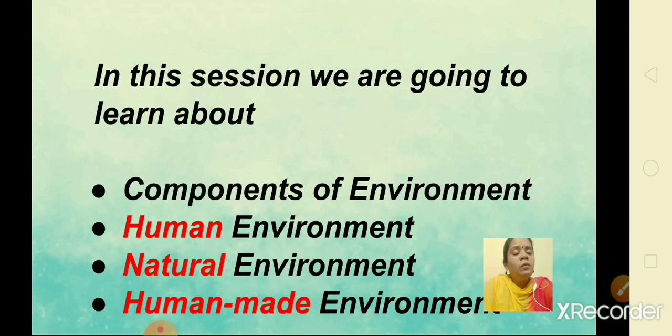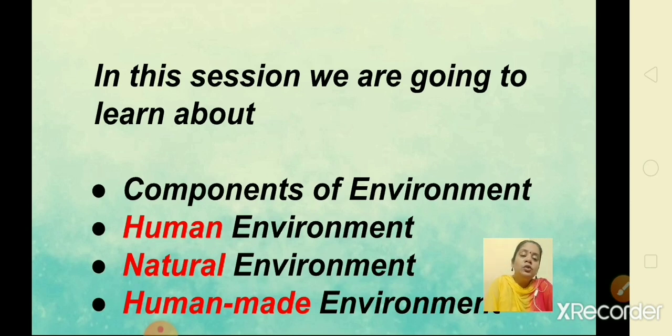So then what is natural environment? Anything and everything that we get from nature is natural environment, is natural surrounding, right? So in natural surrounding, what all can we have? We can have plants, we can have animals, then we can have land, air, okay, all these things come under the category of natural environment.